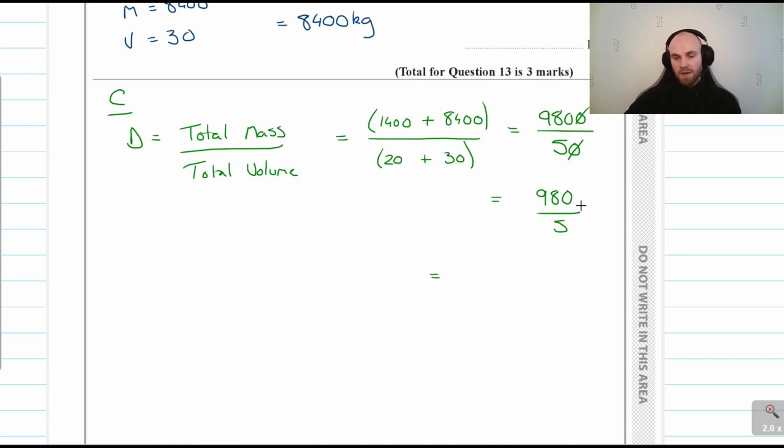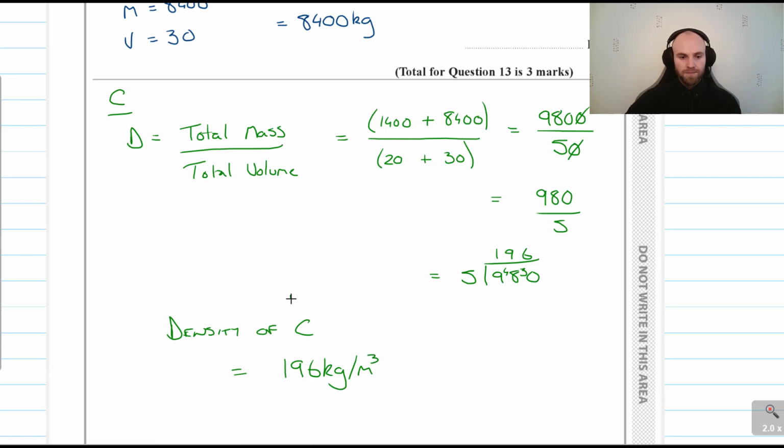And again, you could probably work this out quite easily, but if you're not really sure, you could just do something like this. So how many 5s go into 9? That's going to be 1. Carry the 4. How many 5s go into 48? Well, that is going to be 9. Carry the 3. How many 5s go into 30? That is going to be 6. So the density of C is going to equal 196 kilograms per meter cubed.